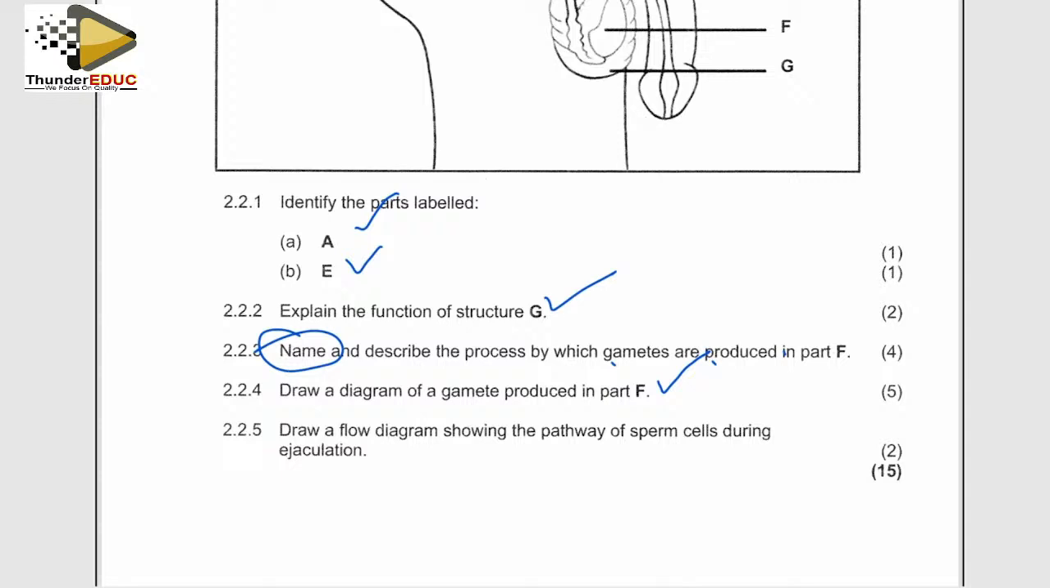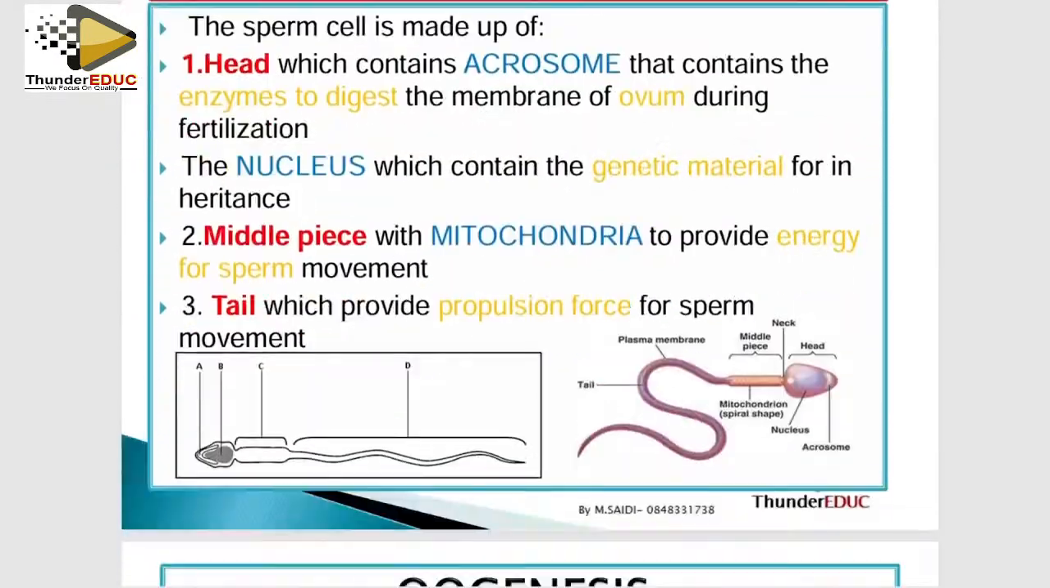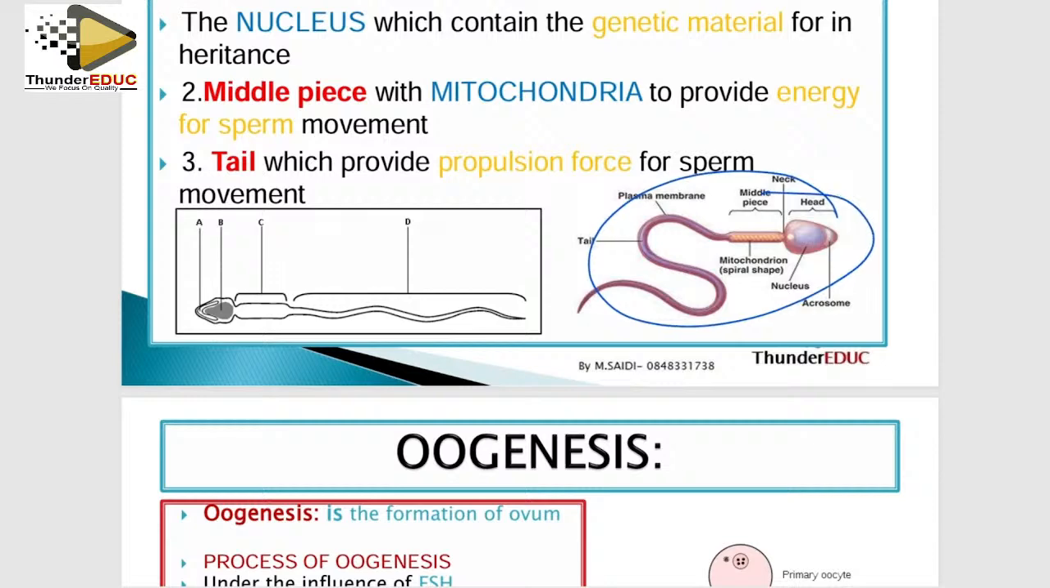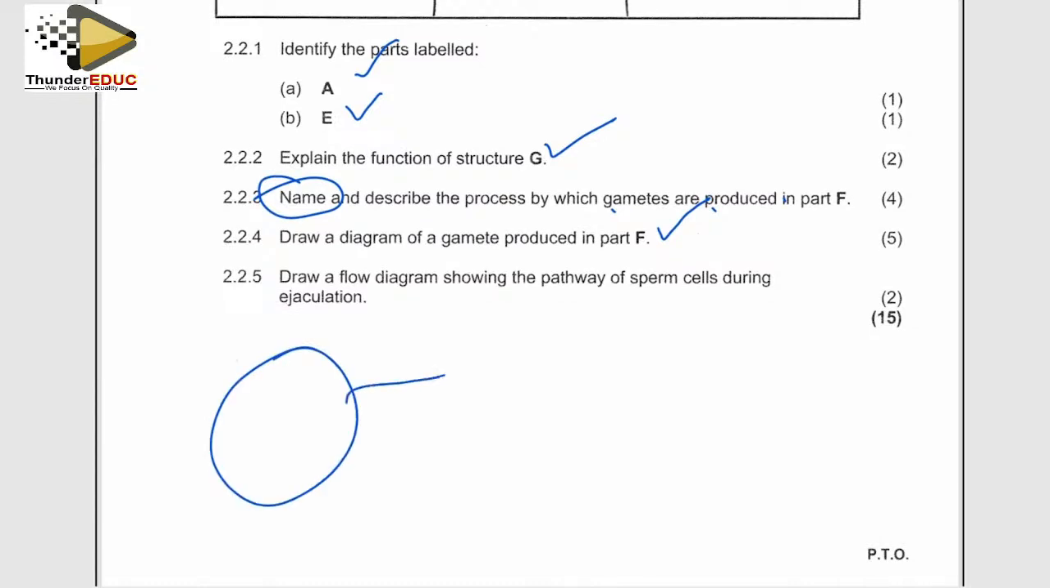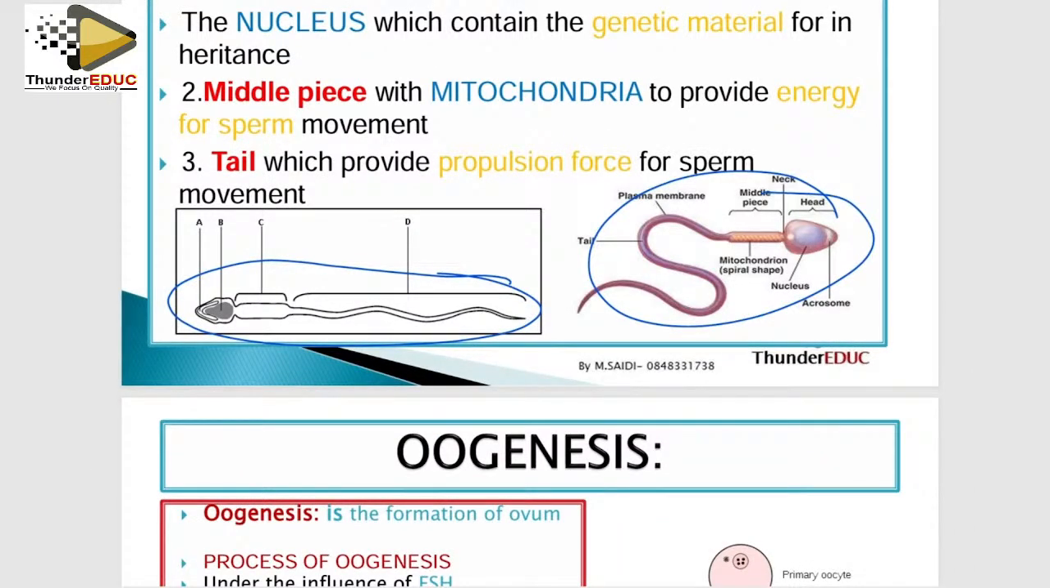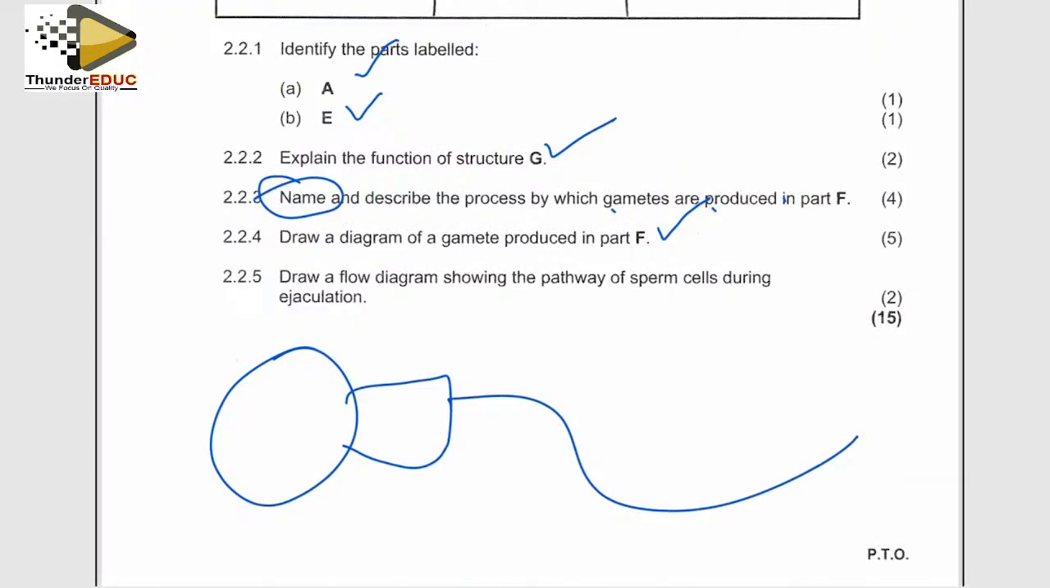Then they're saying draw the diagram of the gamete formed. I also explained that here you just draw the structure of a sperm. When you're drawing, don't just draw a round head. The head must be pointed, with the acrosome, and it must be in proportion. Then label everything and give the title: acrosome, nucleus, middle piece with the mitochondria, and the flagellum or tail. The structure of a sperm.